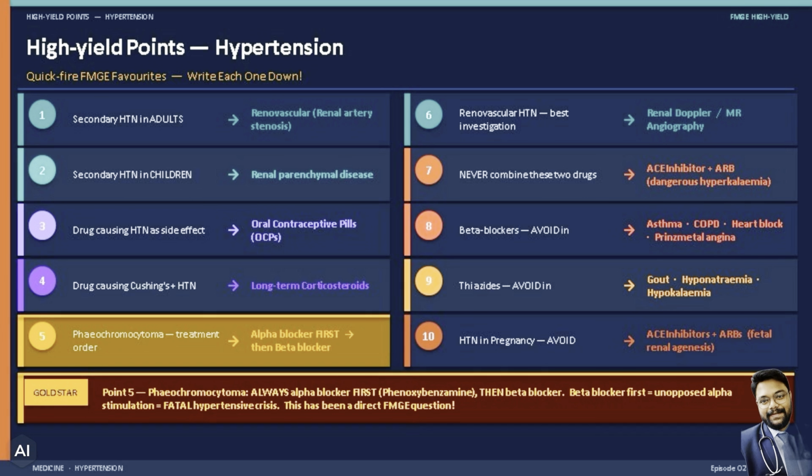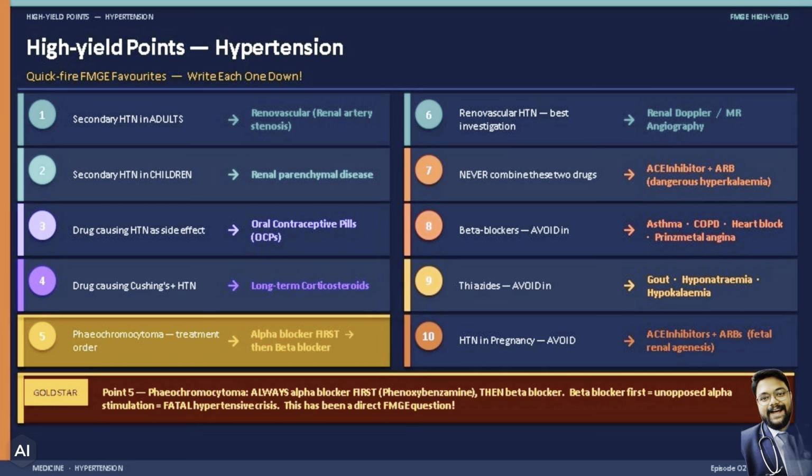Number 7. Never combine ACE inhibitor with ARB. Danger of hyperkalemia. Number 8. Beta blockers. Avoid in asthma, COPD, heart block, Prinzmetal angina. Number 9. Thiazides. Avoid in gout, hyponatremia, hypokalemia.